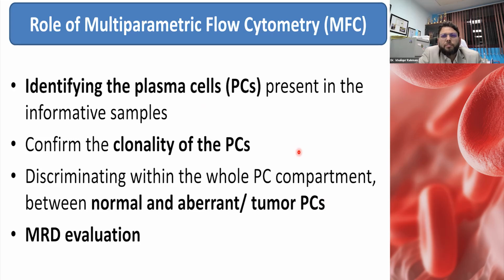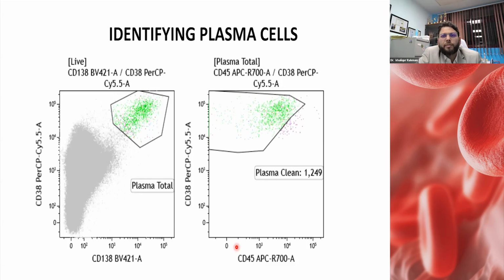In addition, an important role is to discriminate between normal and aberrant plasma cells. If you see 20% plasma cells in a marrow and more than 98% are abnormal plasma cells, those patients are going to progress relatively rapidly as compared to those having more than 5% normal plasma cells, which is known as the MGUS phenotype. So these things are used in certain clinical situations. And of course, MRD is very useful. Multiparametric flow cytometry is one of the most important and widely used modalities for MRD evaluation in multiple myeloma patients. So how do you identify the plasma cells?